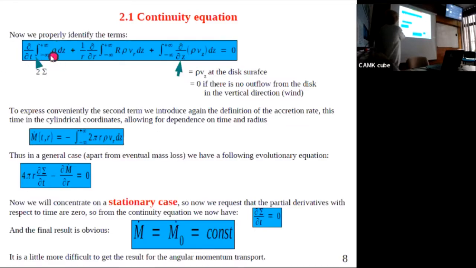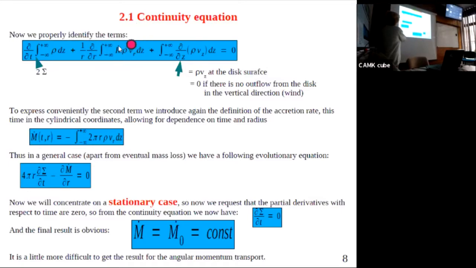So as I said, this will be replaced by the surface density, or 2 times the surface density in that case. This is simple to integrate, because if you integrate a derivative, then you have the value of the function at the limits, upper boundary and lower boundary. So if the vertical velocity is 0 at the disk surface, if you have no wind, then this is just 0.